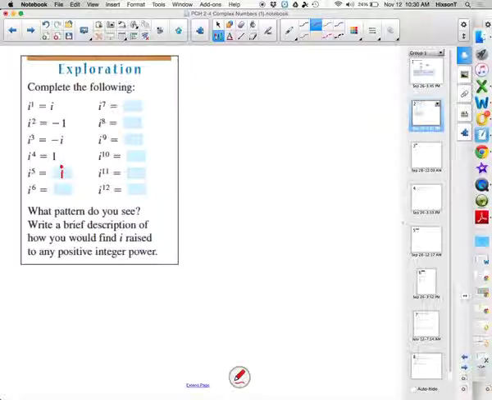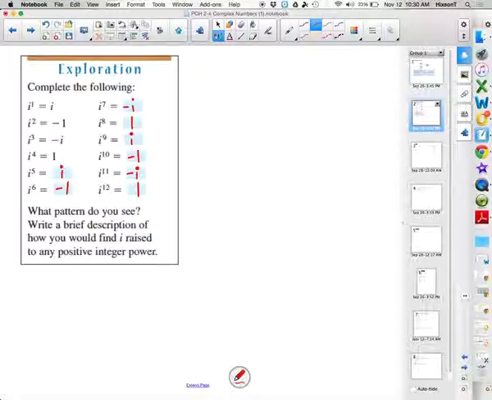And then i to the sixth would be -1. And i to the seventh would be -i. And i to the eighth would be 1. And i to the ninth would be i. And i to the 10th is -1, and i to the 11th is -i, and i to the 12th is 1.